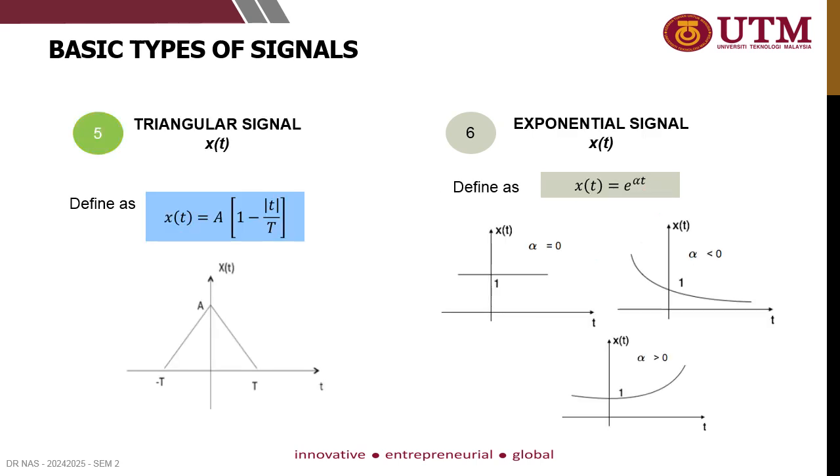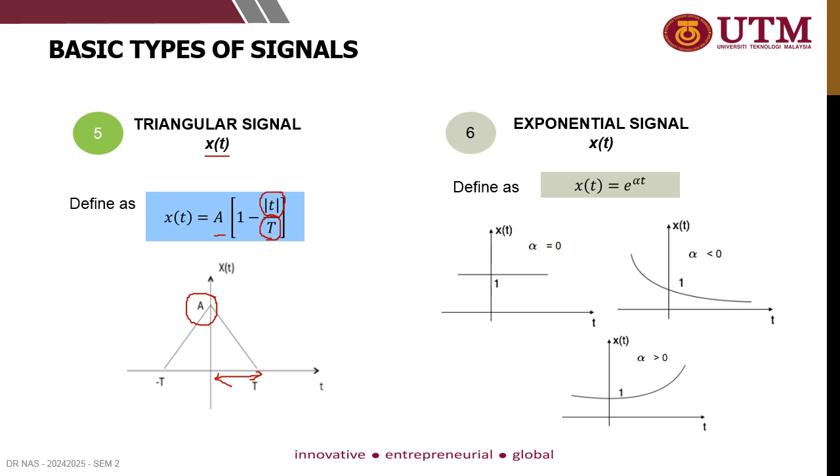Okay, next is the triangular signal given by x(t) in this case. So triangular signal can be defined by this equation in which x(t) equal to A, the amplitude of the triangular, and then the modulus of t, meaning that it will happen in both positive and negative t, and the T is the fundamental period of the triangular signal. So this is the fundamental period of triangular signal.